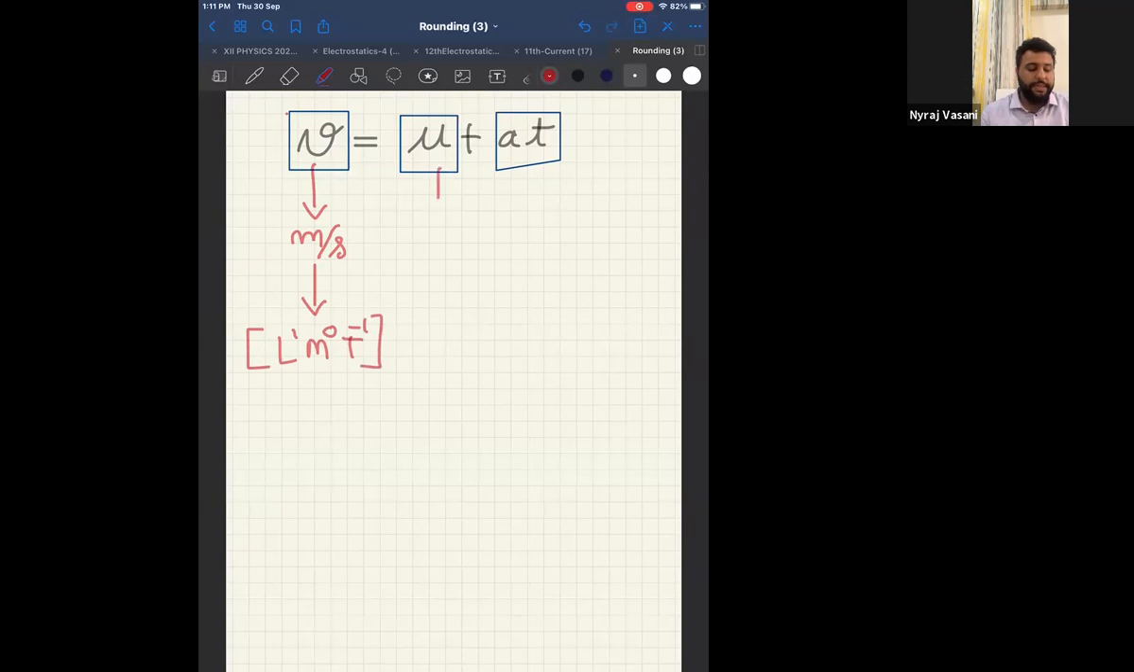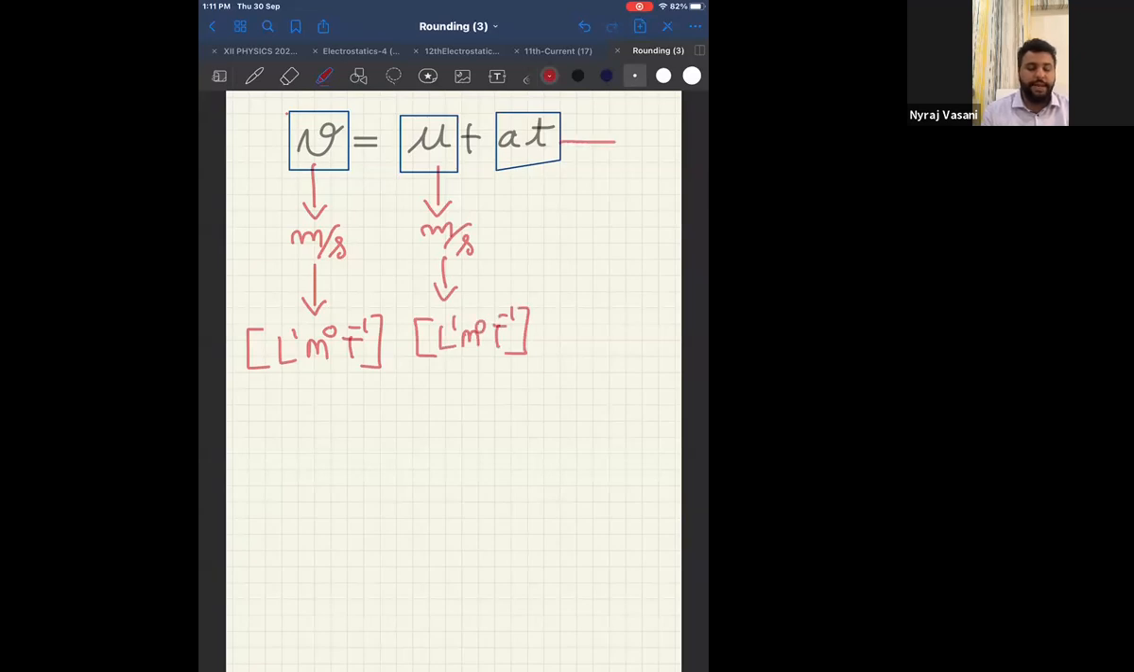Now, what is the dimension of U? Initial velocity. Means what is the unit of initial velocity? The unit of initial velocity is also meter per second, because ultimately it is velocity itself. Therefore, what is the dimension of initial velocity? Same: L^1 M^0 T^-1.